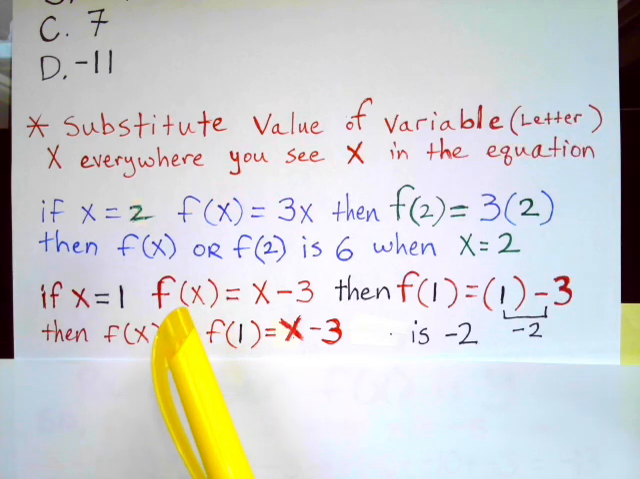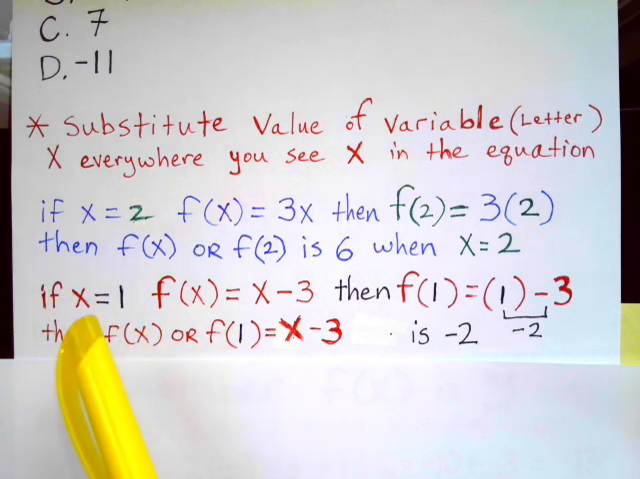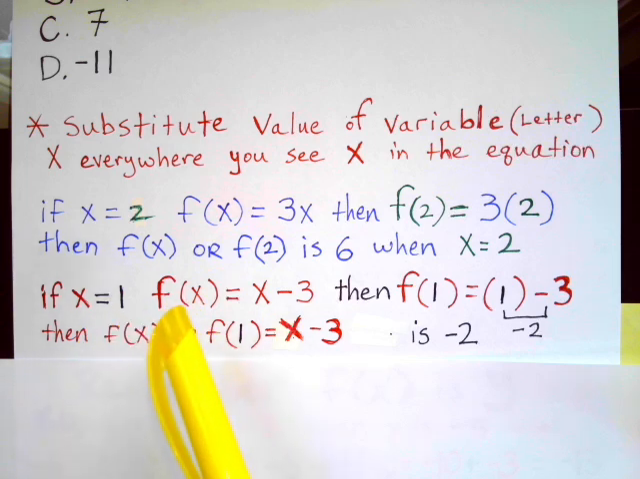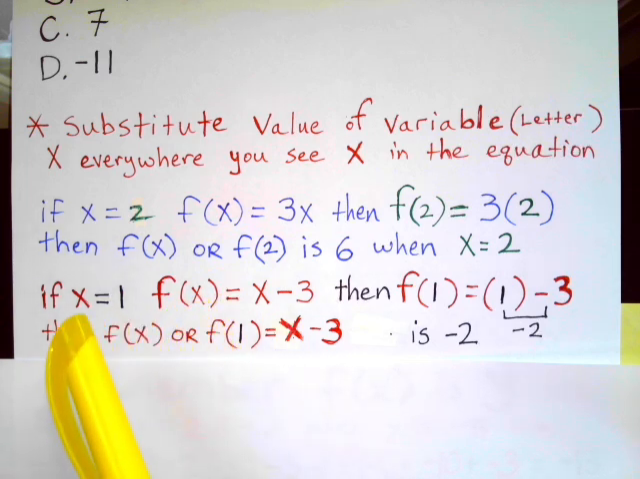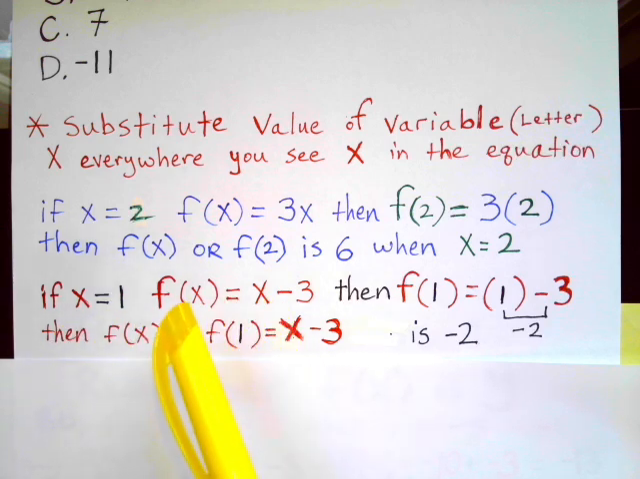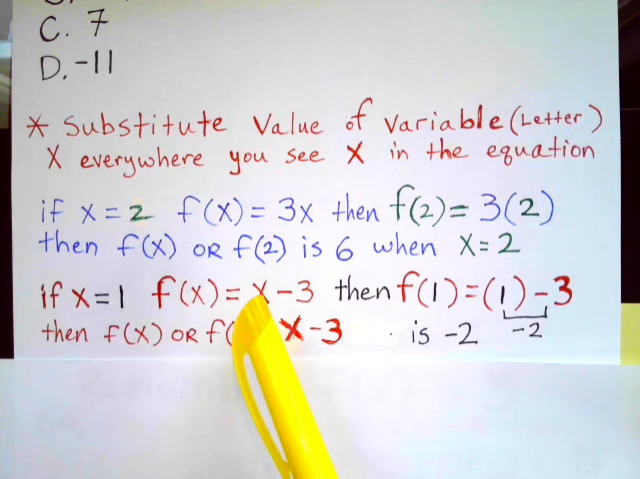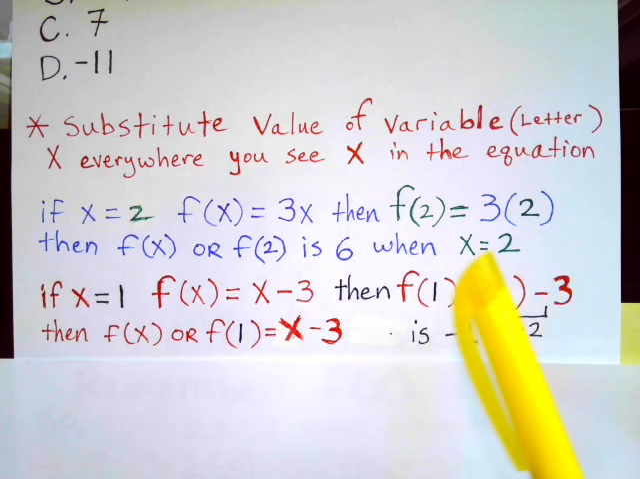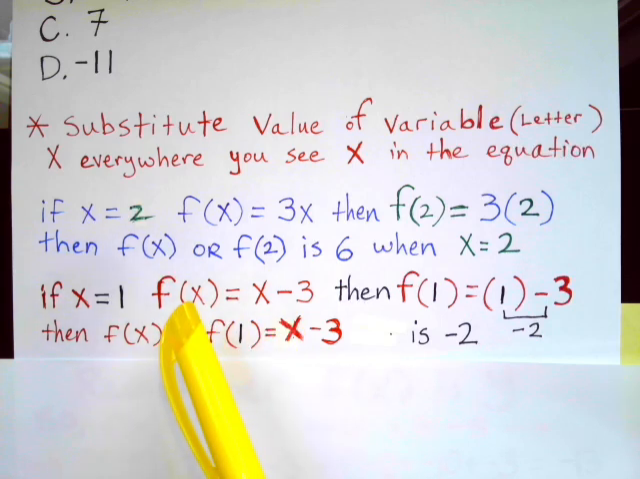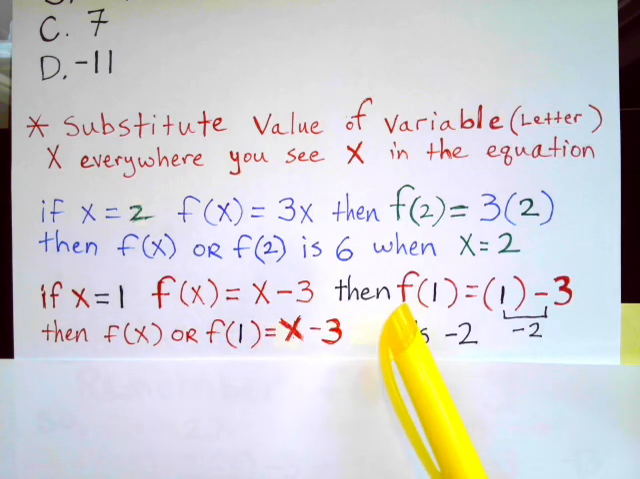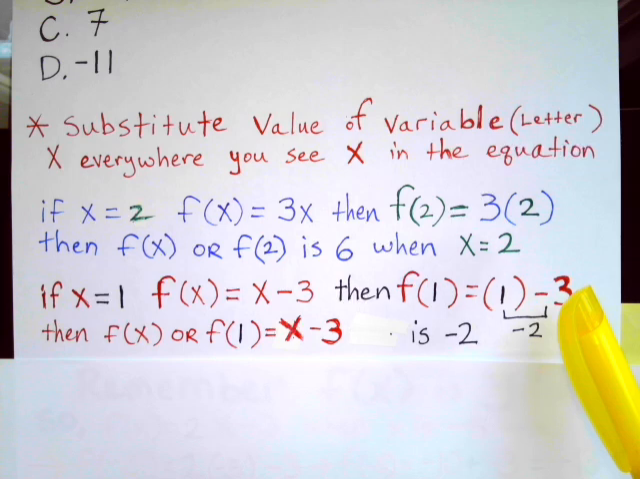Sometimes you'll see f of y, f of z, f of a, f of b, and they'll give you the value in that letter that matches the variable. But in most cases, it's the f of x, function of x. So if x equals 1, everywhere you see x, you're going to substitute a value of 1, right? So I'll put a 1 here, and I'll put a 1 here, which is what I'm showing you here to the right. F of 1 equals 1 minus 3.